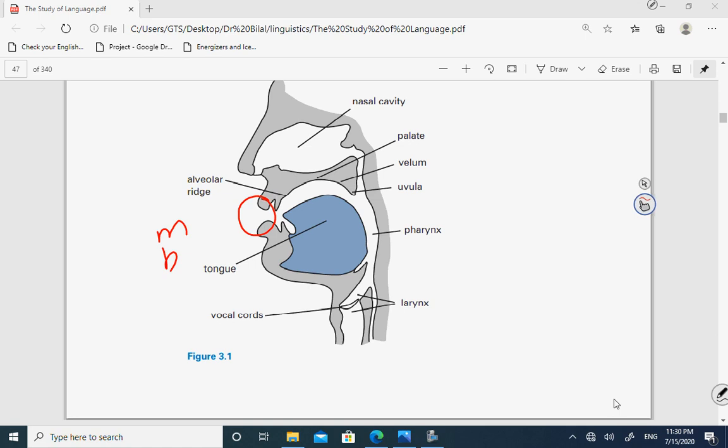Now, if you use the front of the tongue with the alveolar ridge, for example the t sound, then this sound is alveolar. From the name alveolar ridge, it is alveolar. If you use the back of the tongue with the velum, then this sound is velar. Velum becomes velar. If you use the front and central of your tongue to produce something using the palate, then this sound is known as palatal.